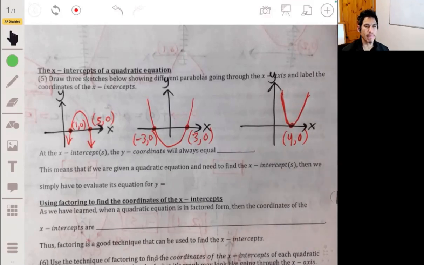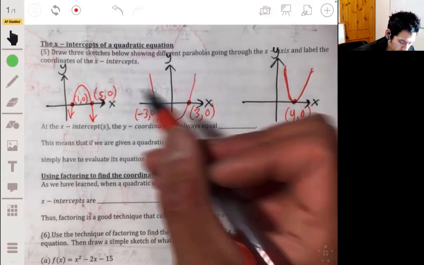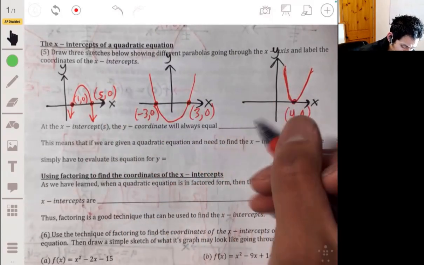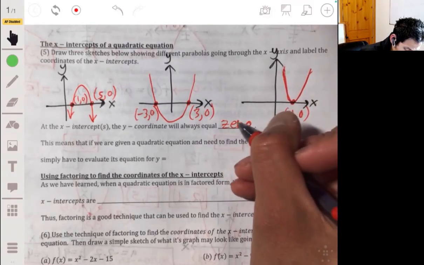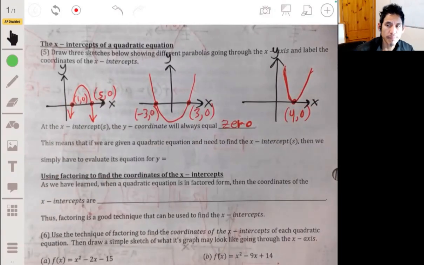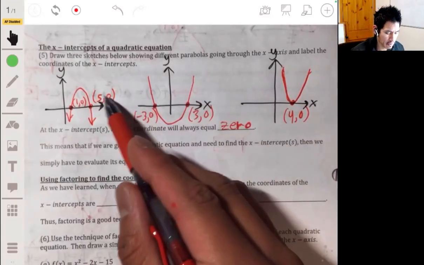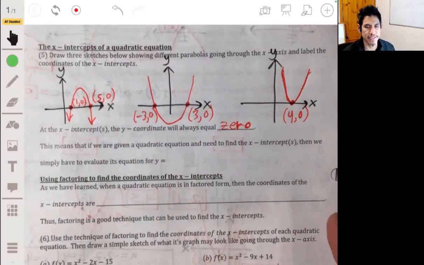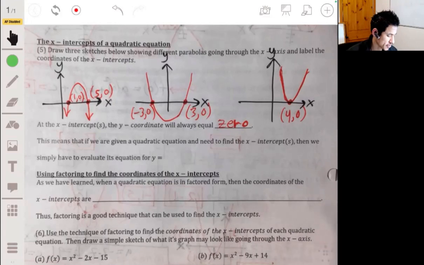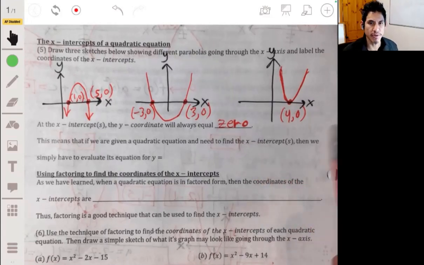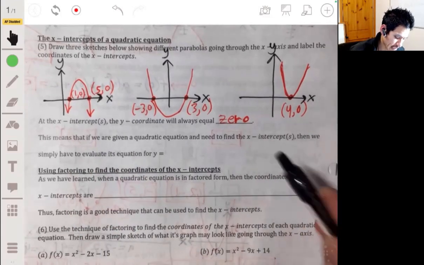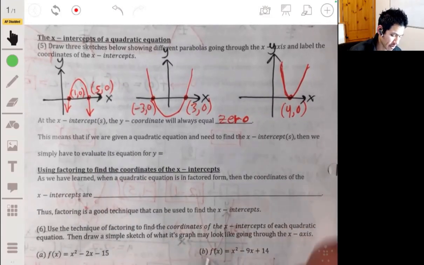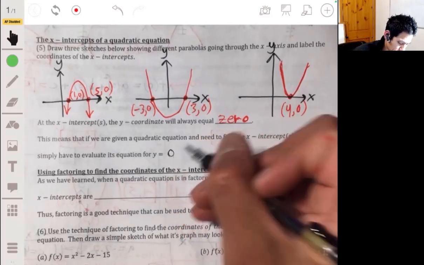So what am I getting at? Whenever you have x-intercepts, the y values will be 0. Remember, these were just random. I just picked them, and you can pick your own, and the y value will always be 0. That's just how it works. That's basically the definition of x-intercepts. So similar to what we learned about the y-intercept, this means that if we were given a quadratic equation and we want to find the x-intercepts, then we basically just have to evaluate the equation for y = 0.